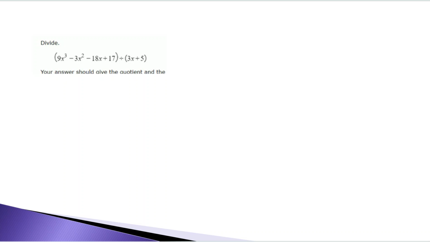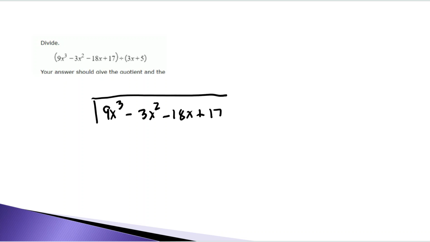This is the example that was brought up in class. So here is the process. I'm going to start with my brackets. 9x cubed minus 3x squared minus 18x plus 17, divided by 3x plus 5.